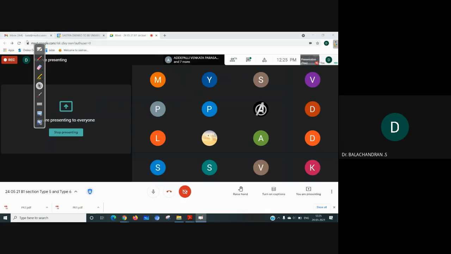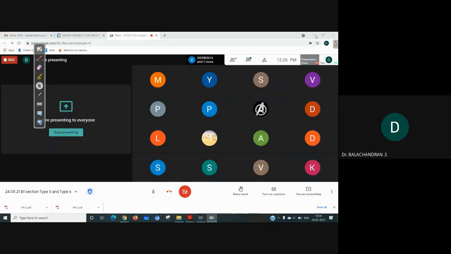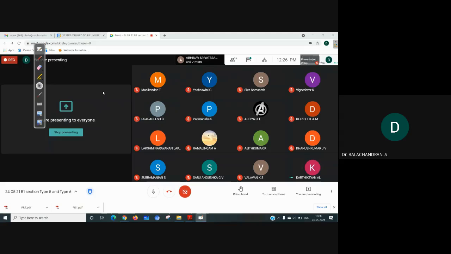Okay, so now the particular integral: 1 by (d square plus d) into x into cos x. Okay, now Karthikeyan, how to proceed further? Is Karthikeyan here? Okay.